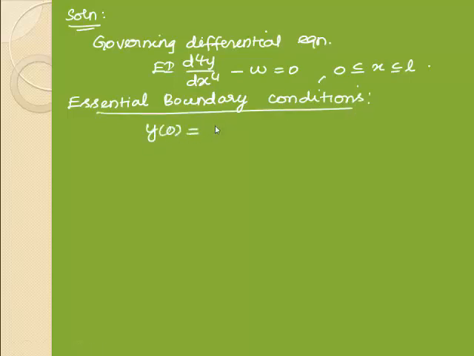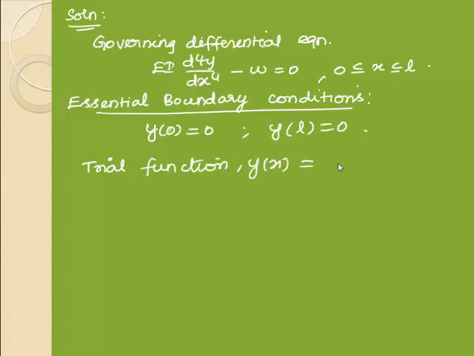So the essential boundary conditions for the given problem are y of 0 equal to 0 and y of L equal to 0, and it is asked to use a trigonometric type function as the trial function, the displacement function. So we can consider the common trigonometric function y of x is equal to a sin pi x by L as the trial function. Okay, so now we can check whether this trial function satisfies the essential boundary conditions of the given problem.